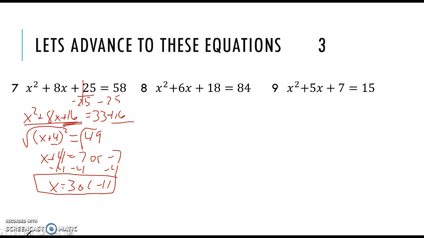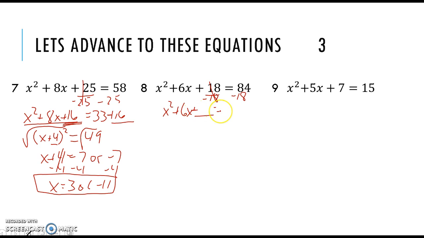Let's take a look at number 8. Again, not a perfect square trinomial. Half of 6 is 3, but 3 squared isn't 18, so I'm going to get rid of the 18. I'm just going to move it to the other side. I'm going to write it like this: x squared plus 6x. I'm going to leave a space here.